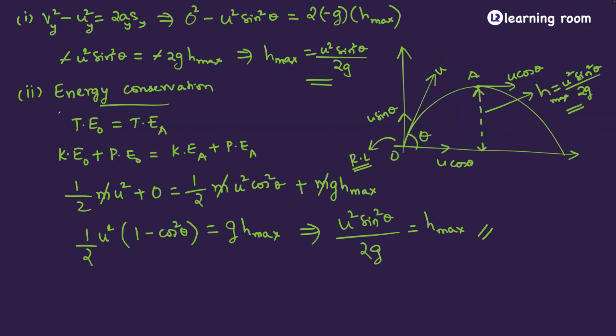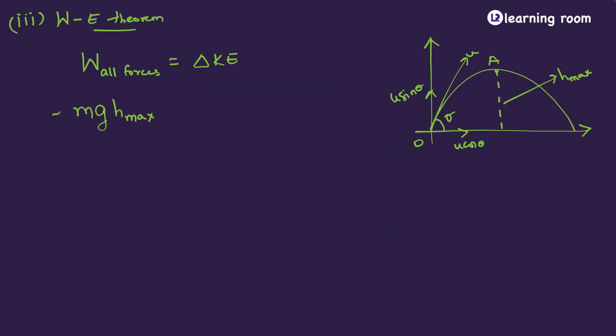But if you observe, when I applied the energy conservation theorem, I took mg h max, but I didn't apply any sign. I always took it as positive. Whereas when I apply the work energy theorem, I'll take the work done to be negative, because work can be negative, positive, or zero. Energy is always positive. So this is equal to the change in kinetic energy. Change is final kinetic energy minus the initial kinetic energy. So final is half m u square cos square theta minus, what is the initial? Half m u square. m gets cancelled.